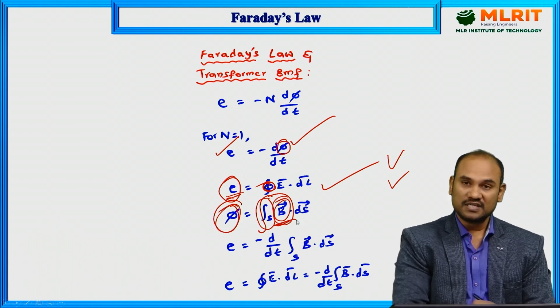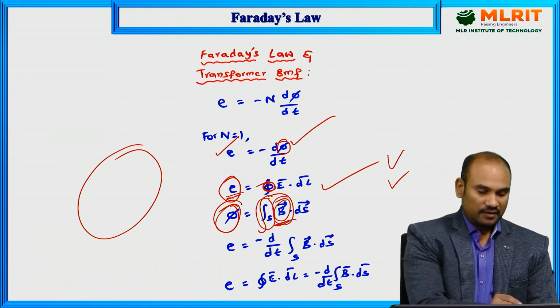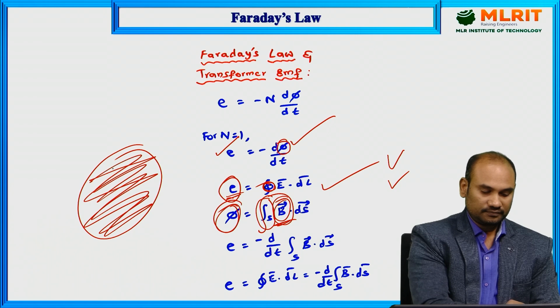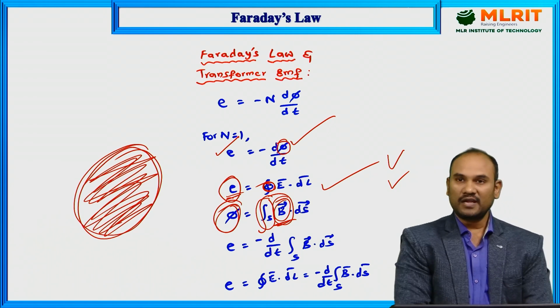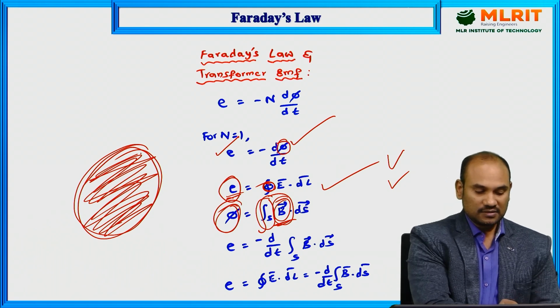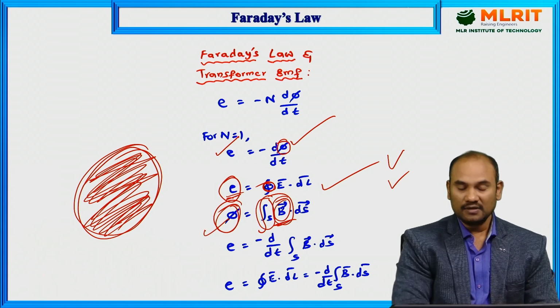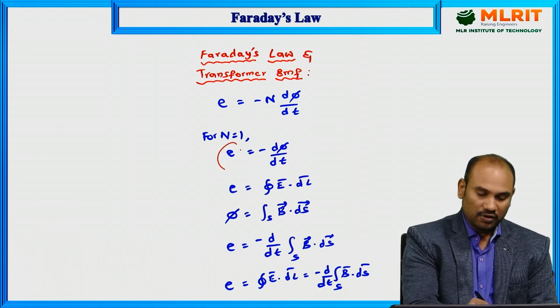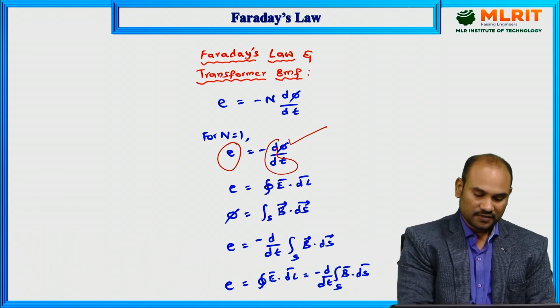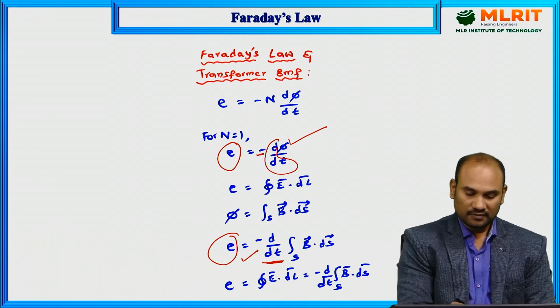Why am I taking magnetic flux density? Because you are placing a closed conductor in the presence of a magnetic field. So you have some area which is enclosed by this closed path. What is the amount of magnetic flux linking to this area? That's why you are establishing the relation between phi and B. Now, E equal to minus d by dt of phi. In place of phi, take integral B dot dS.